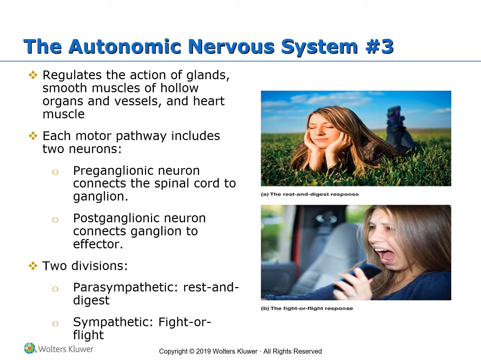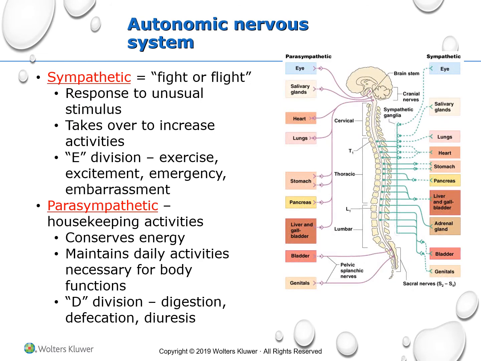So again, we were talking about the autonomic nervous system, sympathetic and parasympathetic. In those we have a preganglionic neuron that will connect the spinal cord to the ganglion and the postganglionic neuron that connects the ganglion to the effector. We'll compare and contrast those two by clicking on the red links. You can see short movies summarizing both the sympathetic and parasympathetic systems.